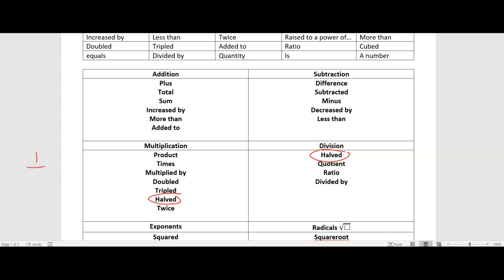So you could have 1/2 times 5, or if you wanted to write it as division, you could have 5 divided by 2. So I think you could put halved in both categories. If you only have it in one, that's okay, but you can make an argument for both. And then we also have twice for multiplication. For division, we have halved, quotient, ratio, and divided by.